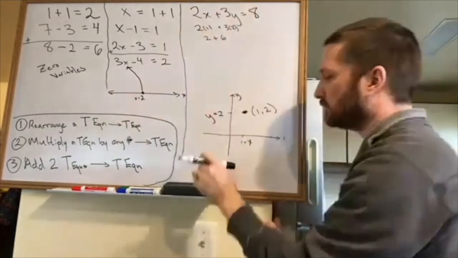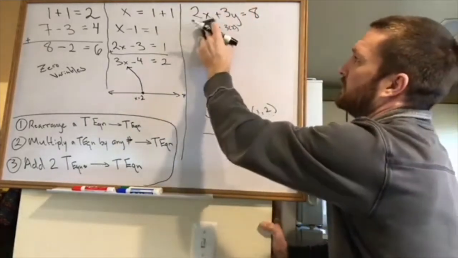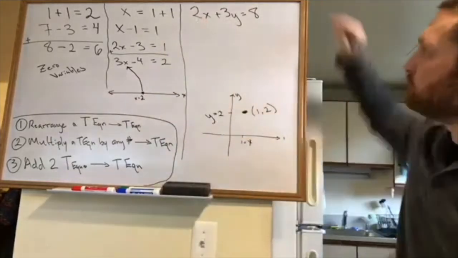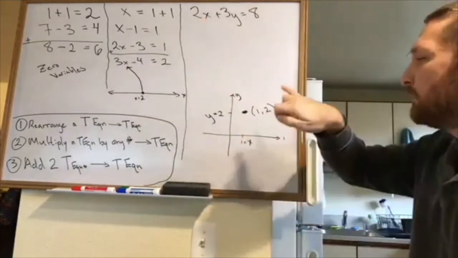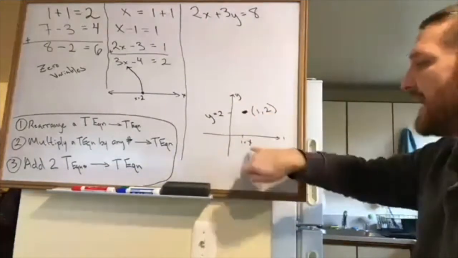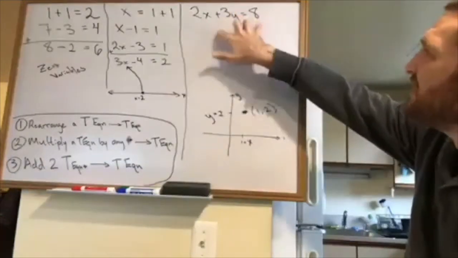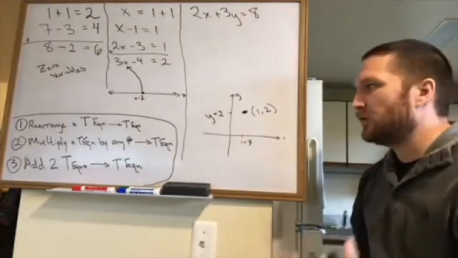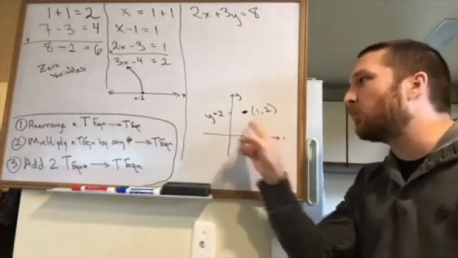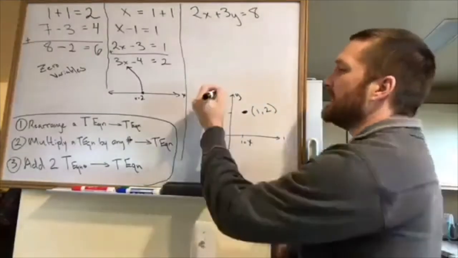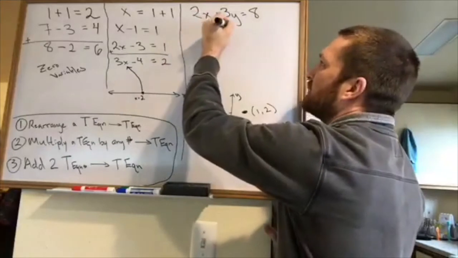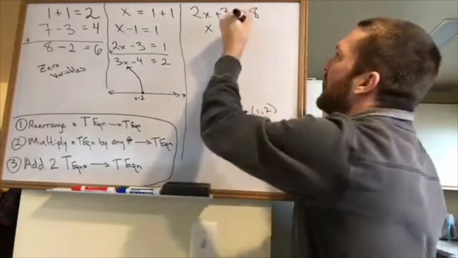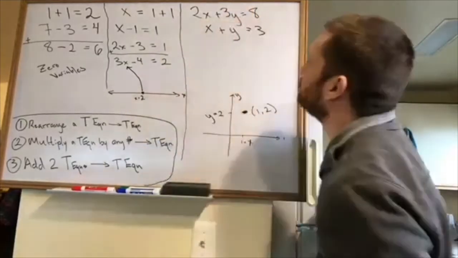And so, we can see that, yes, if we're at the place 1, 2, that is if x equals 1 and y equals 2, then this is a true equation. Let's get another true equation at this point. How about, we'll make it easy. How about x plus y? Well, if x is 1 and y is 2, then x plus y has to equal 3.